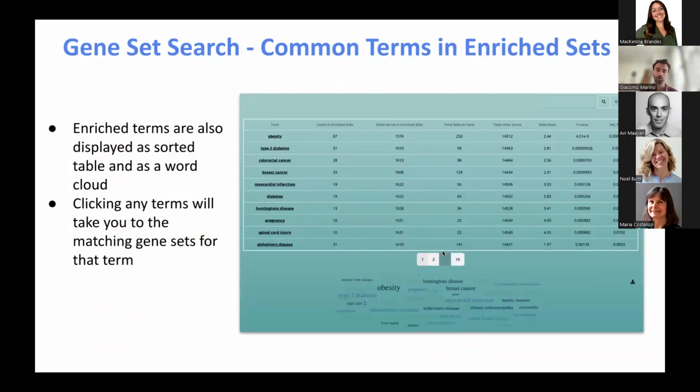Additionally, below that bar chart, we can see the actual terms and the counts that lead to that p-value for the Fisher's test. You can also click any of those terms, and you'll be shown a list of all the gene sets that led to that term enrichment. And below that, we also have a word cloud to help visualize those terms as well.